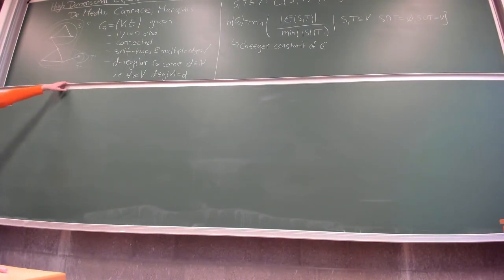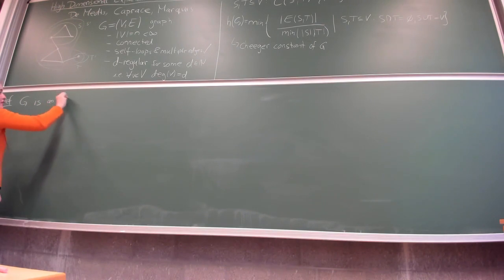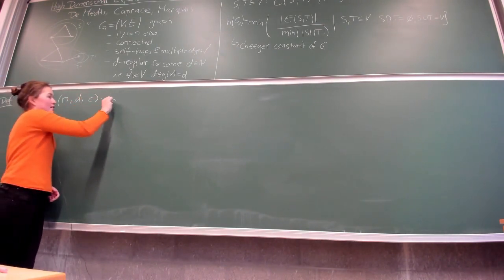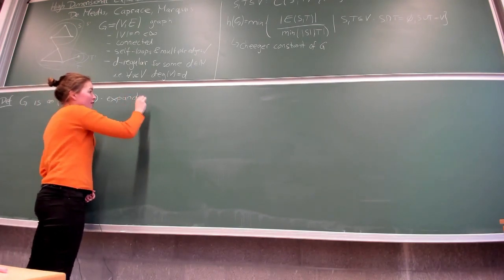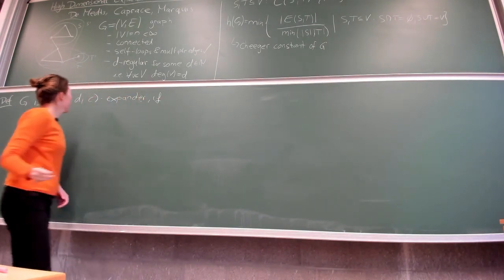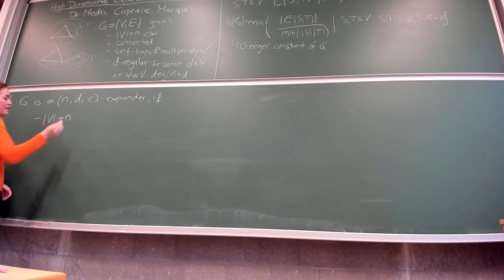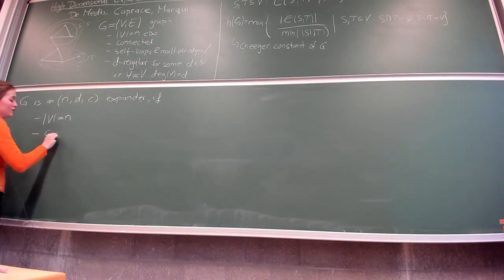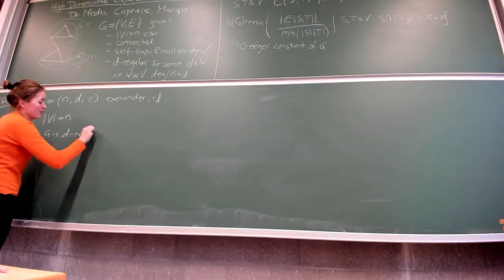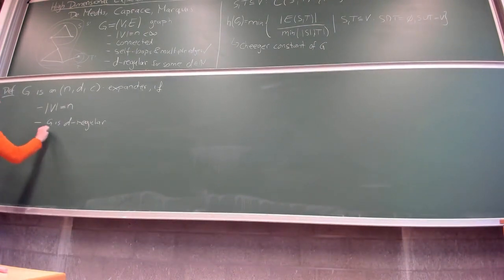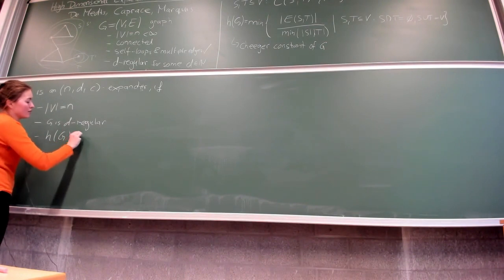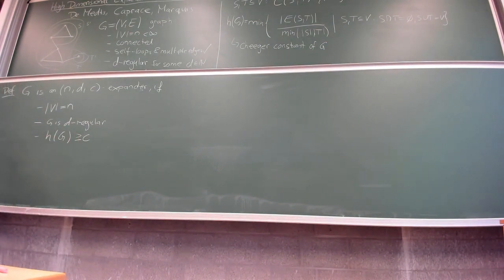G will always be this graph. I will not write it down all the time. So G is called an (n,d,c)-expander. We really need three different parameters: the number of vertices has to be equal to n, G has to be d-regular, and the Cheeger constant of G has to be bounded from below by c. And then we call it an (n,d,c)-expander.